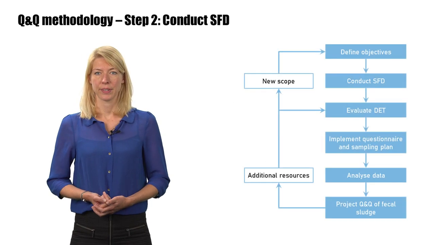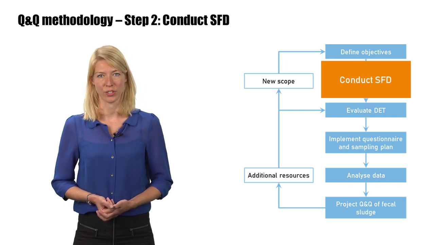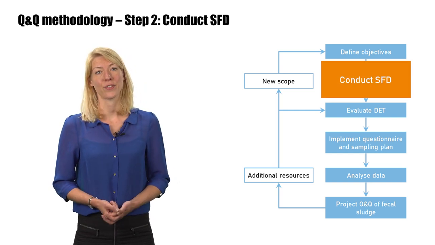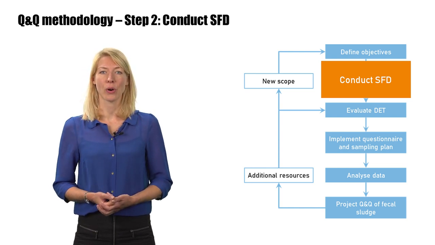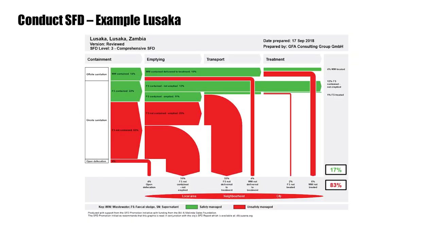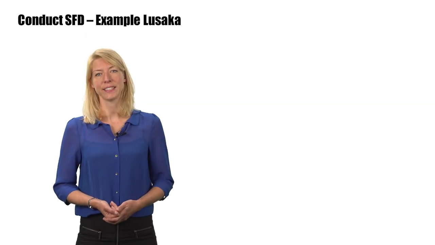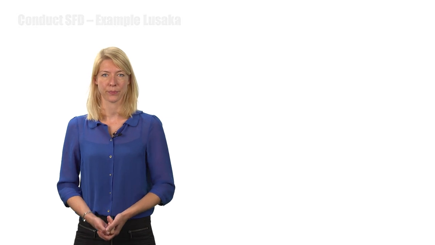The next step is checking if there is an SFD available in your chosen location, or conducting one if there isn't. The aim of this step is to gain a thorough understanding of the location that you are working in. In Lusaka, an SFD and a good understanding of the sanitation situation in the city by the project partners were available. All that existing knowledge was used in making the sampling plan in the next step.